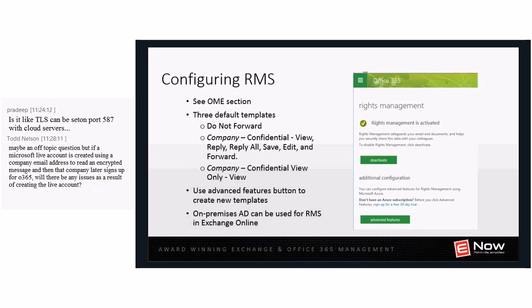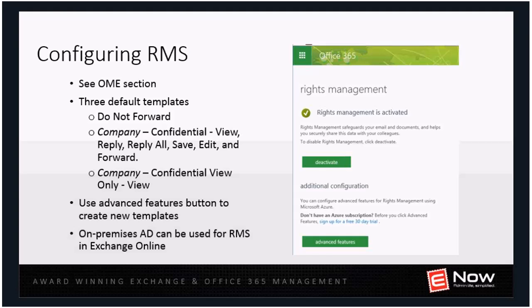The next 2 templates that are set up for you by default are named Company, with the company name that you define in your Office 365 tenant, and then dash Confidential, which allows the recipient to view, reply, save, and edit the message, edit and forward the message. And then Confidential View Only, Company Confidential View Only, is the 3rd template, where the recipient only has the rights to view that message.